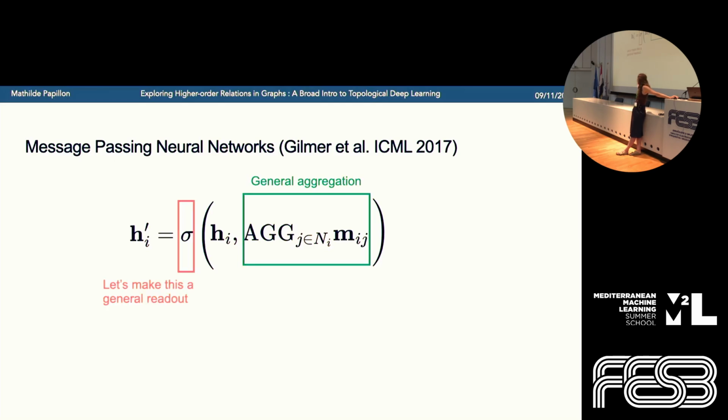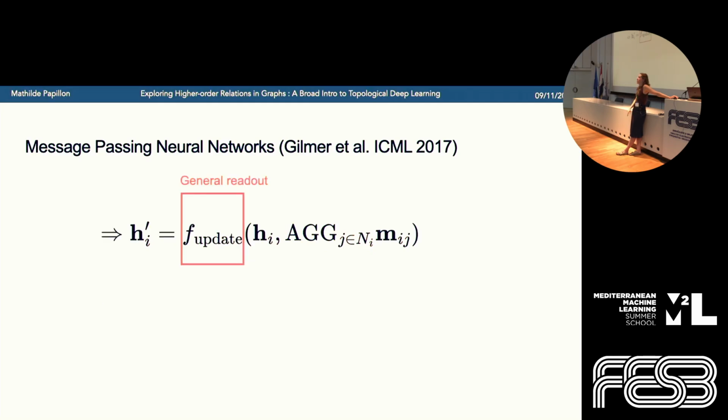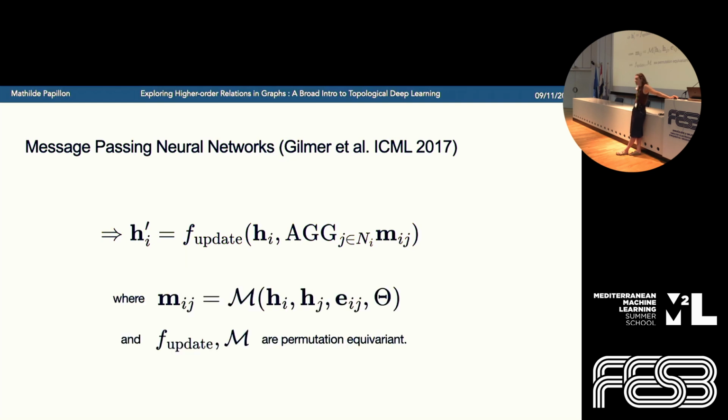Finally, we're going to make this a more general readout and define some broad update function. And there you have it. That is a message passing neural network. It is very expressive and has been really powerful for data sets that have graphs that can be hard to distinguish. If you have, for example, a bunch of molecules that look almost the same, but they're not quite the same, we call them isomorphic. These neural networks are really powerful in distinguishing them.